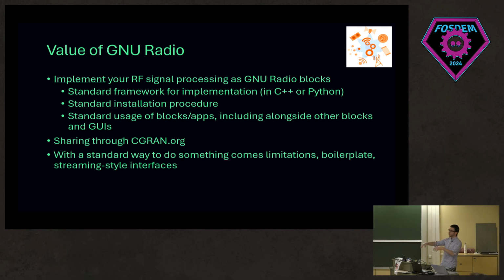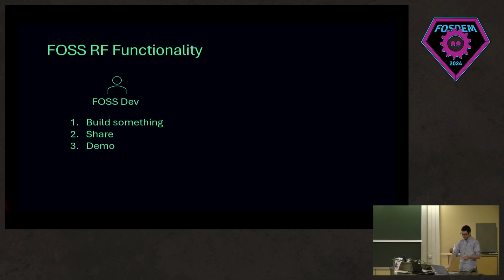But kind of zooming out one more layer, going beyond just GNU Radio is what I'm going to talk about here in a sec. So let's say that you're a developer of open source software that involves RF processing in some way, like you wrote SatDump and you're doing satellite signal processing. You build something, you want to share it, you want to keep it easy to demonstrate and show off to people, easy to use, right? Those are sort of the main steps you might take.